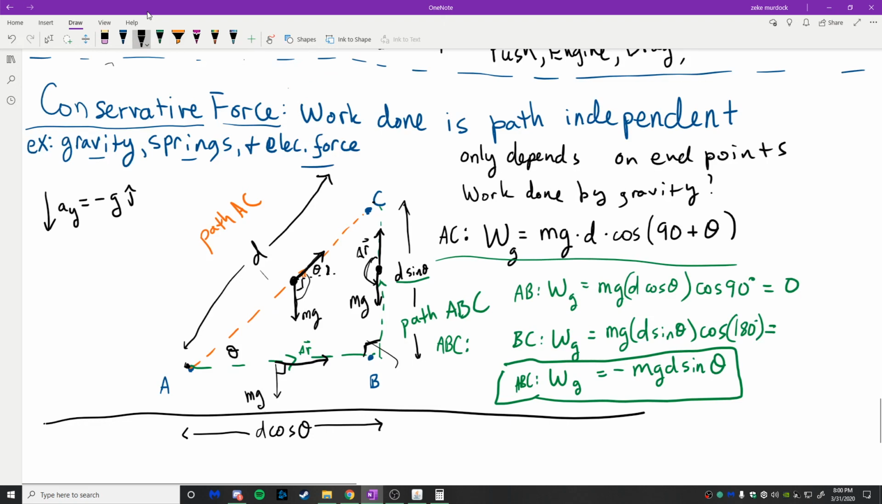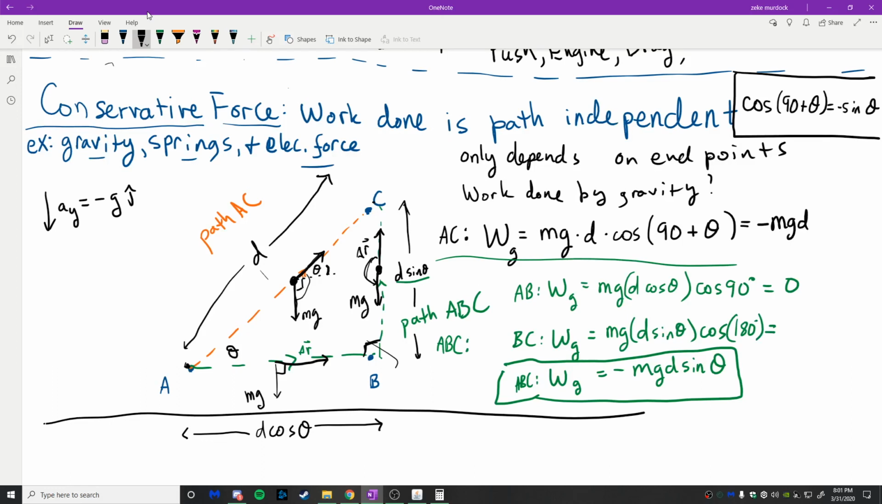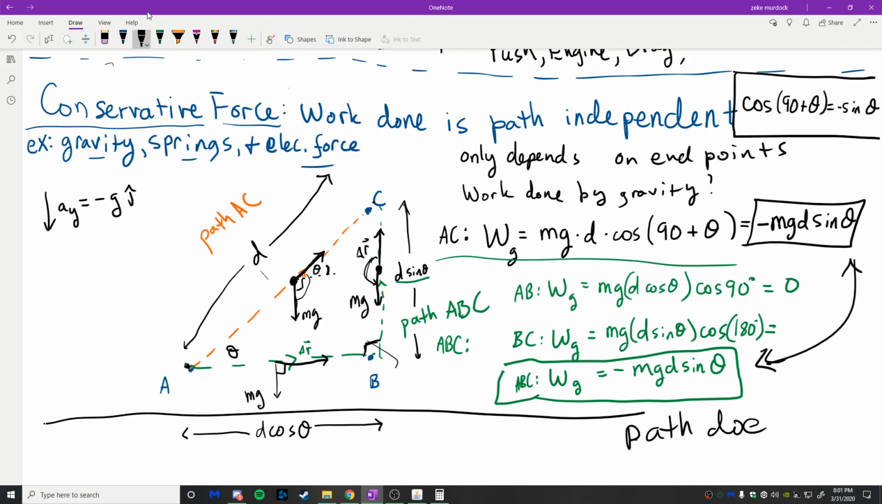The thing is, if we come back to this expression right here, there's a relationship from trigonometry which tells us that the cosine of 90 plus theta is equal to, maybe you guys know what this is, the negative sine of theta. Which means that the work done by gravity here also is equal to negative mgd times the sine of theta. So you get the same answer here and here. The path doesn't matter. You get the same answer regardless of what you do.